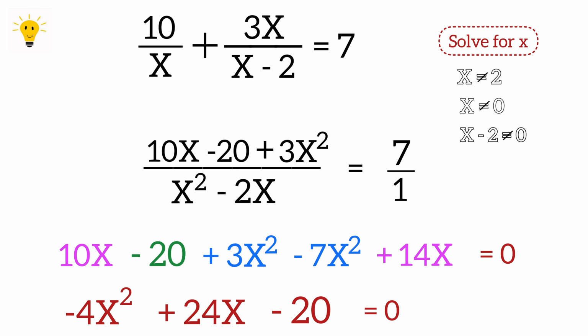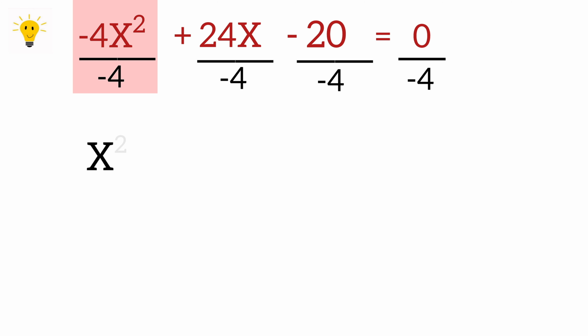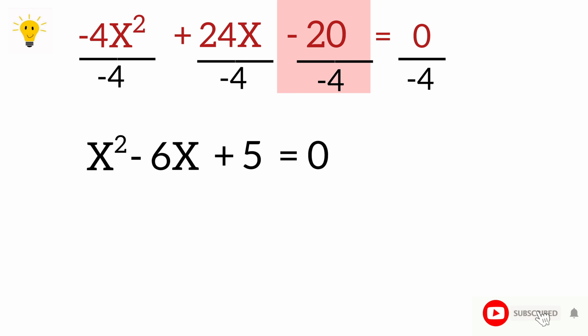To make this equation less complicated, we're going to divide by the highest common factor. The highest common factor for 4, 24, and 20 is 4. But also, we don't want to start our equation with a negative, so we're going to divide by negative 4. When you divide by a common factor, you also do it on the other side of the equal sign. On this side, we have 0, so we're also going to divide it by minus 4. This will give us x squared, this will give us minus 6x, and this will give us a positive 5.